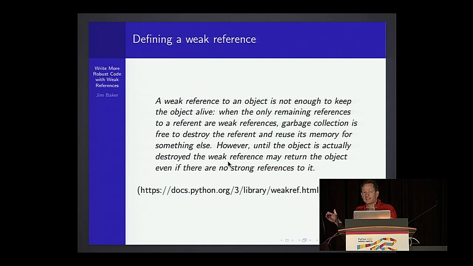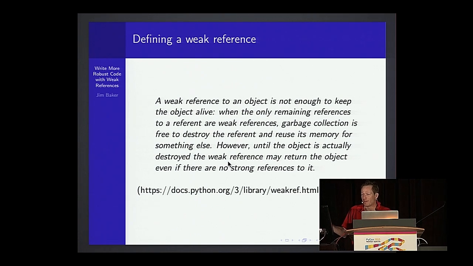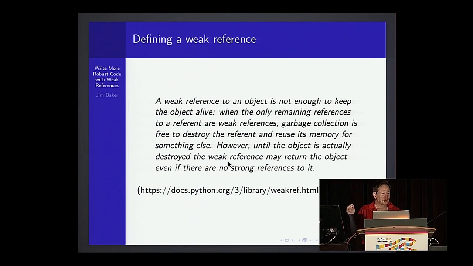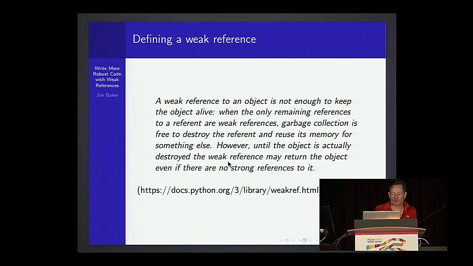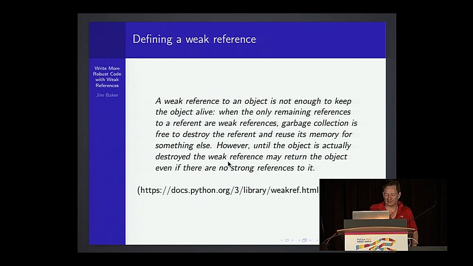So, you can read this. This comes from our documentation. A weak reference to an object is not enough to keep the object alive. When the only remaining references to a referent are weak references, garbage collection is free to destroy the referent and reuse its memory for something else. However, until the object is actually destroyed, the weak reference may return the object even if there are no strong references to it.